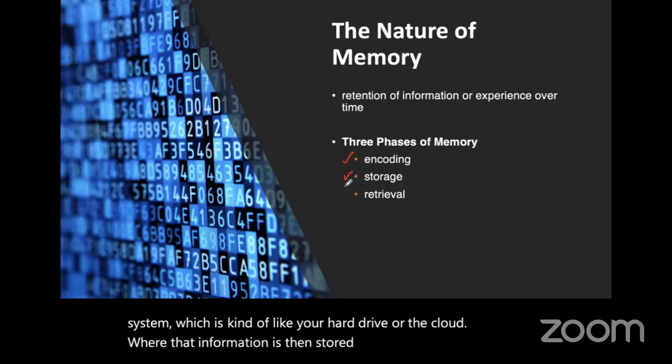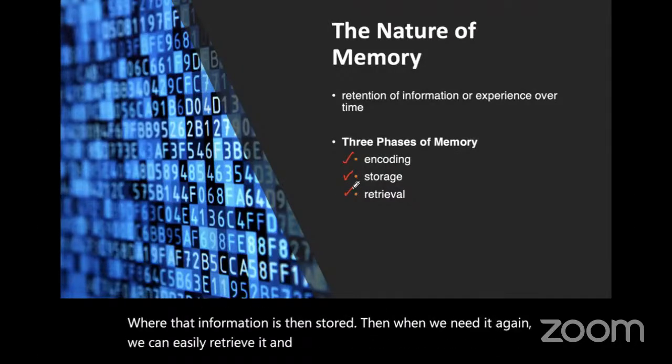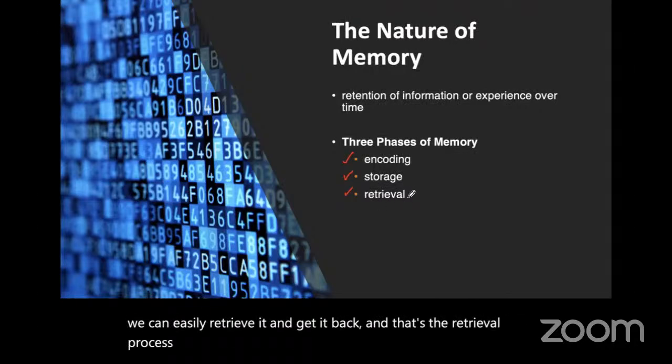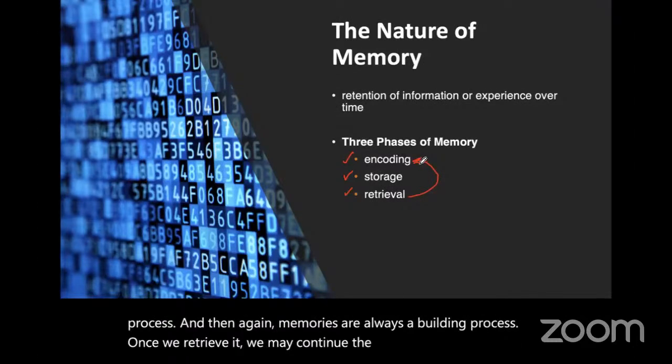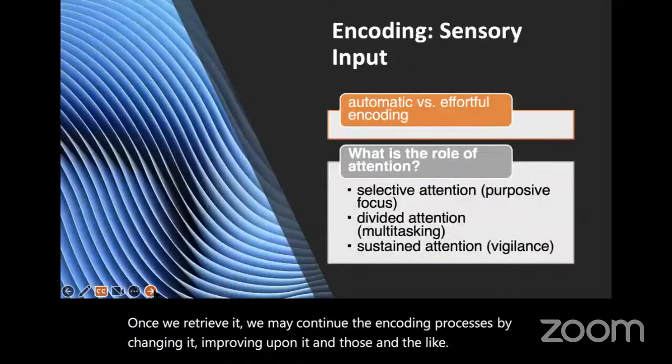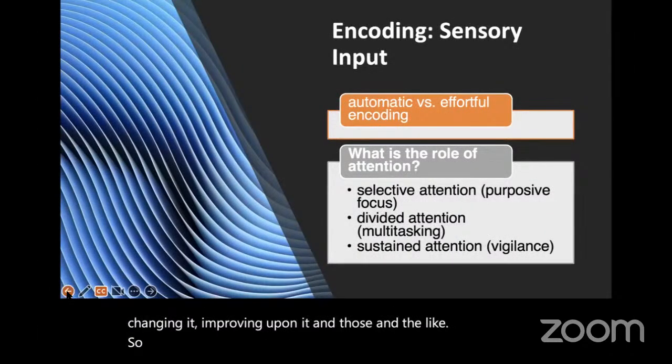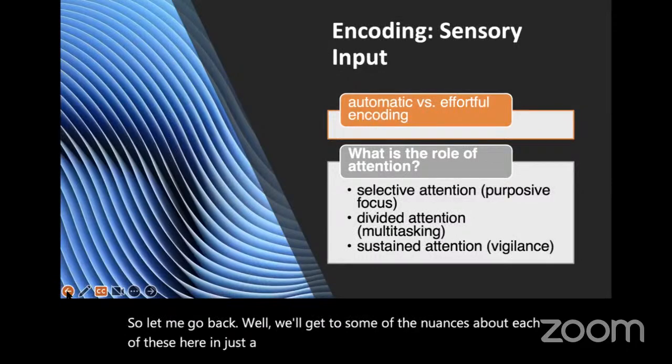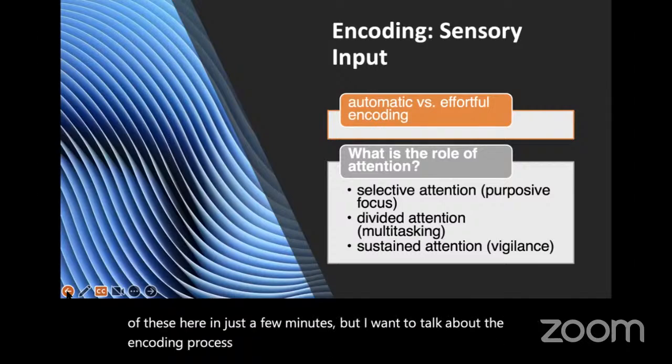Then when we need it again, we can easily retrieve it and get it back. And that's a retrieval process. And then again, memories are always a building process. Once we retrieve it, we may continue the encoding processes by changing it, improving upon it, and the like. Well, we'll get to some of the nuances about each of these in just a few minutes, but I want to talk about the encoding process first, okay?